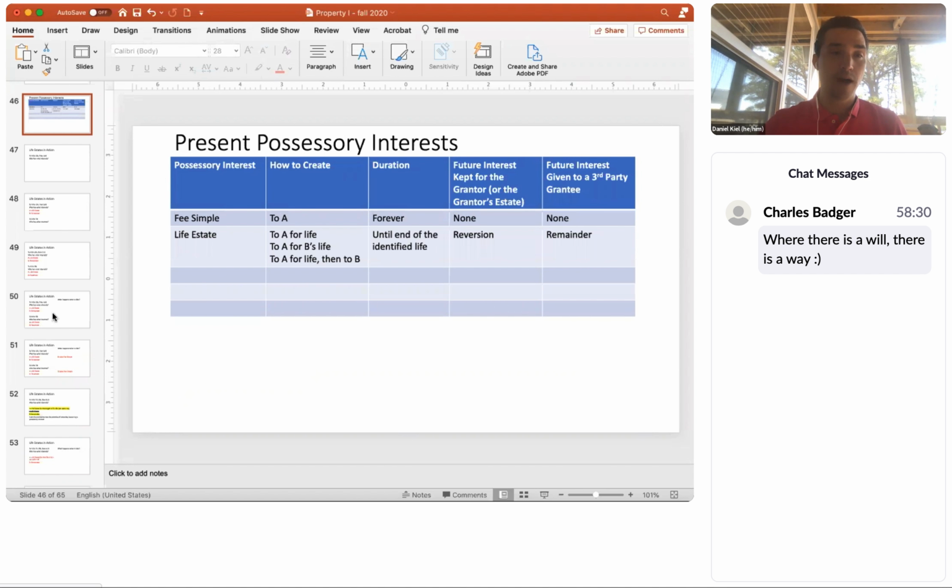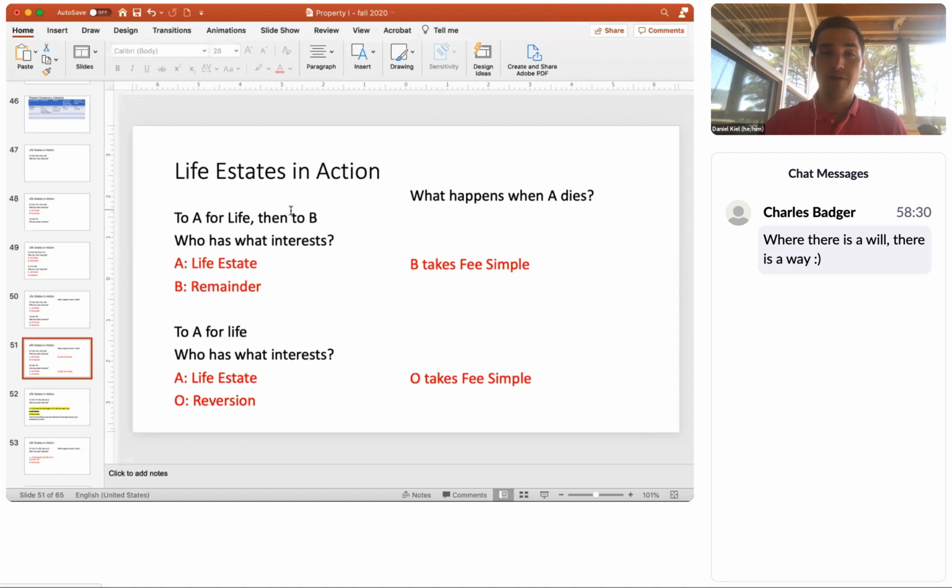So if we come back to these examples, to A for life, then to B, the remainder that B has in that example at the time of conveyance is just a remainder. It's a future interest. But when facts happen and the world moves forward and A dies, then it becomes a fee simple. So at the moment of conveyance, it was just a remainder, and that future interest had the potential of becoming a fee simple someday. And here we're talking about when that someday arrives, it does in fact become a fee simple. Okay?